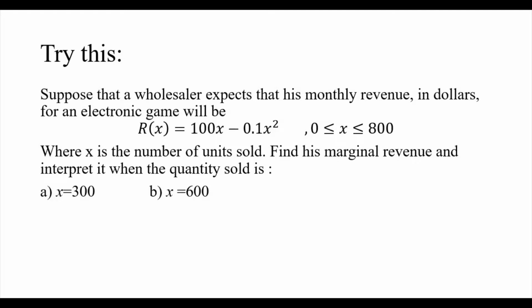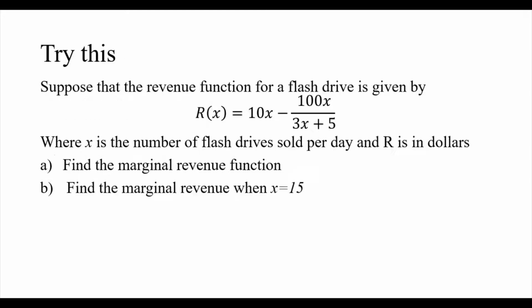Let's try this one. So pause here and try to do it on your own. Suppose that a wholesaler expects that his monthly revenue in dollars for an electronic game will be R of x equal to 100x minus 0.1x squared, where x is between 0 and 800, and x represents the number of units sold. Find his marginal revenue and interpret it when the quantity sold is 300 or 600.